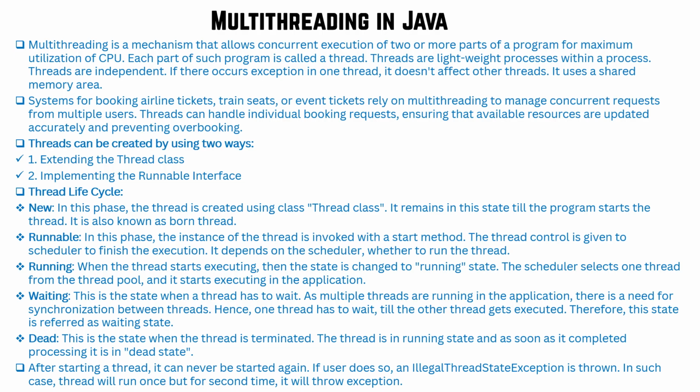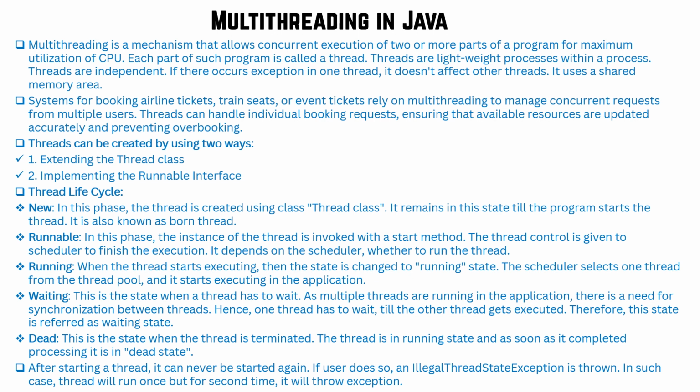So in case you want to skip something, you have to wait. Maybe there is some dependency: the thread cannot start even though threads are free, and it needs to wait until the previous thing is completed. Then the last one is dead. This is the state when the thread is terminated.